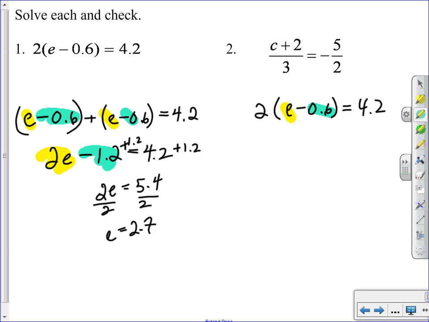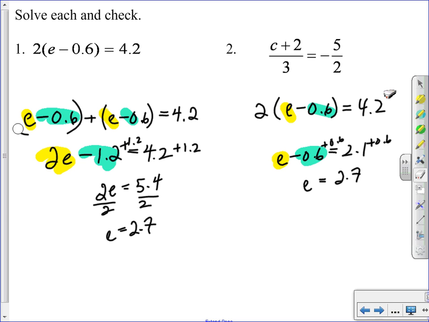If two groups of E take away 0.6 equals 4.2, or in other words, 2 times that is 4.2, then each group in itself has to be half of 4.2, which is 2.1. And then from there, you would simply add 0.6 to both sides, and you would get that E is 2.7. Same answer, a little bit different work, maybe a little bit less work. No problem.